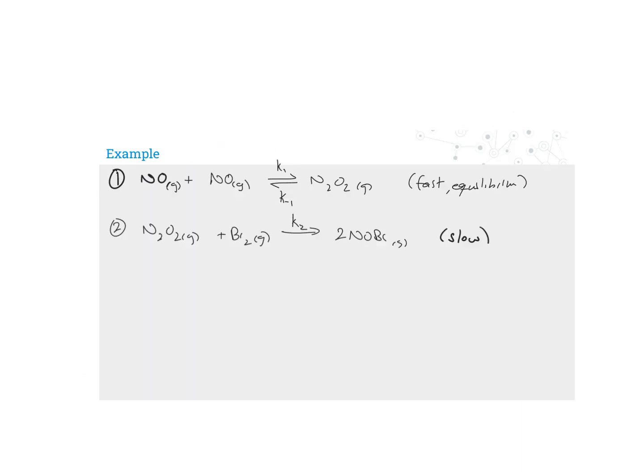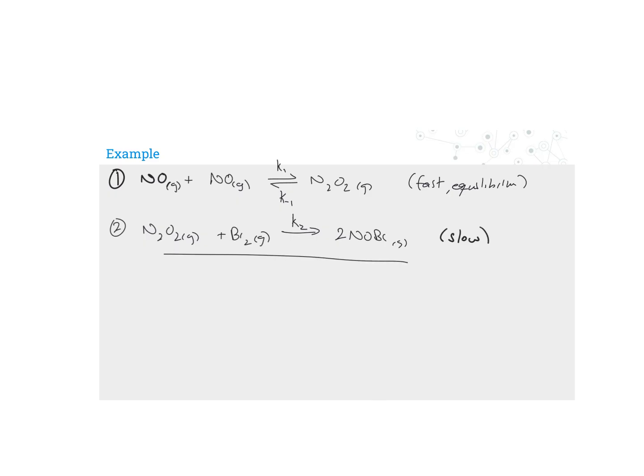So let's take these two reactions here. We have NO plus NO makes N2O2. This step is first, and it's at equilibrium. And so the forward reaction has a rate constant of K1. The reverse is the exact same thing. It's just you flip it since you're going the reverse reaction. You have a second step, which is N2O2 plus Br2 with a new rate constant, K2, makes NOBr. And this is a slow reaction.